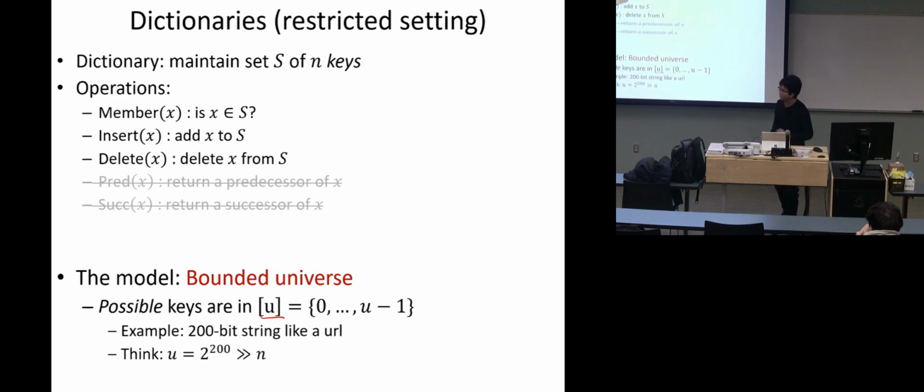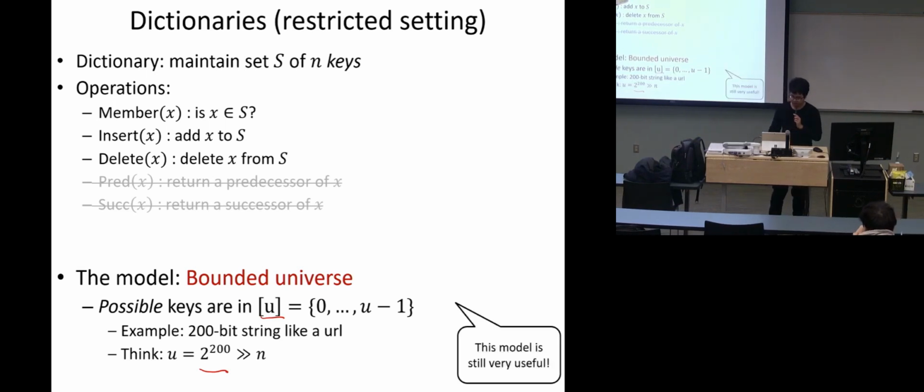Think of u as maybe a 20 or 200 bit string, like a URL or something. So u is still bounded, but it's still huge, right? It can be as big as 2 to the 200. It's still way bigger than the size of your input, but it's bounded. So this model is still very useful.